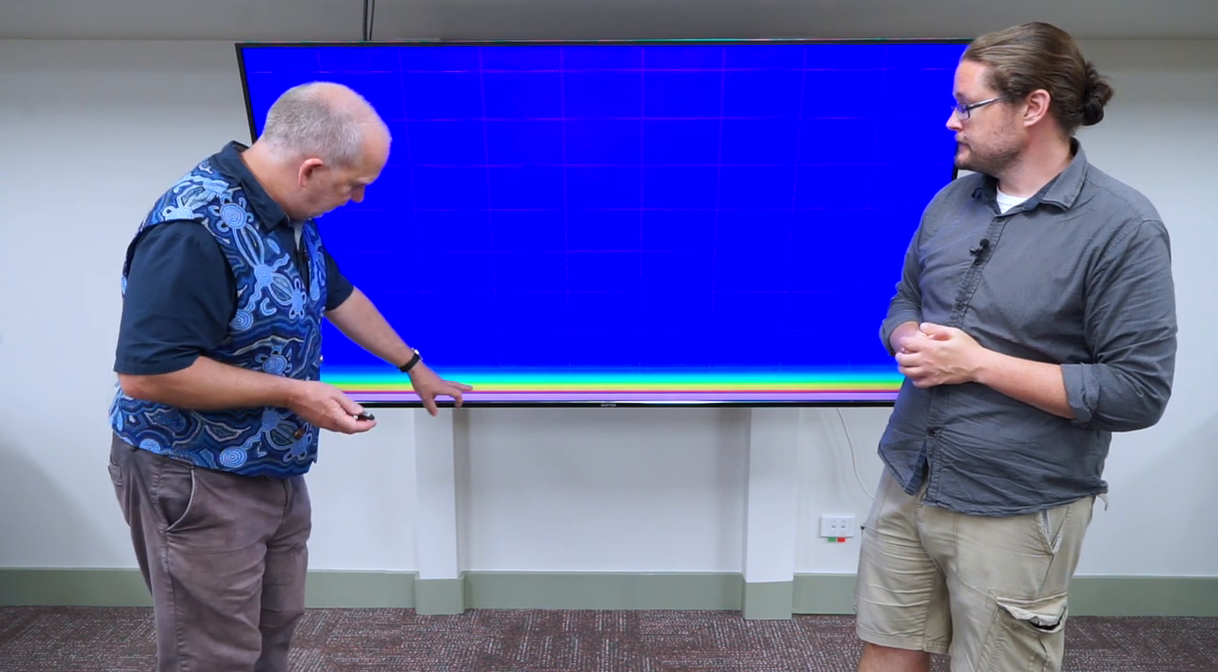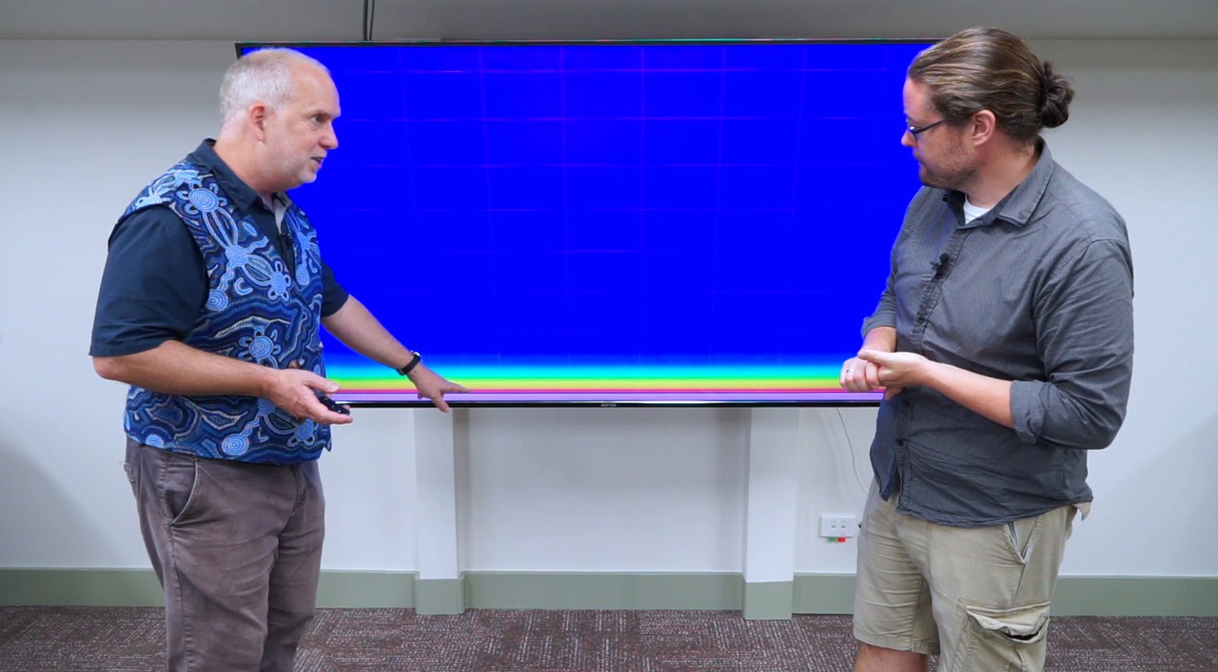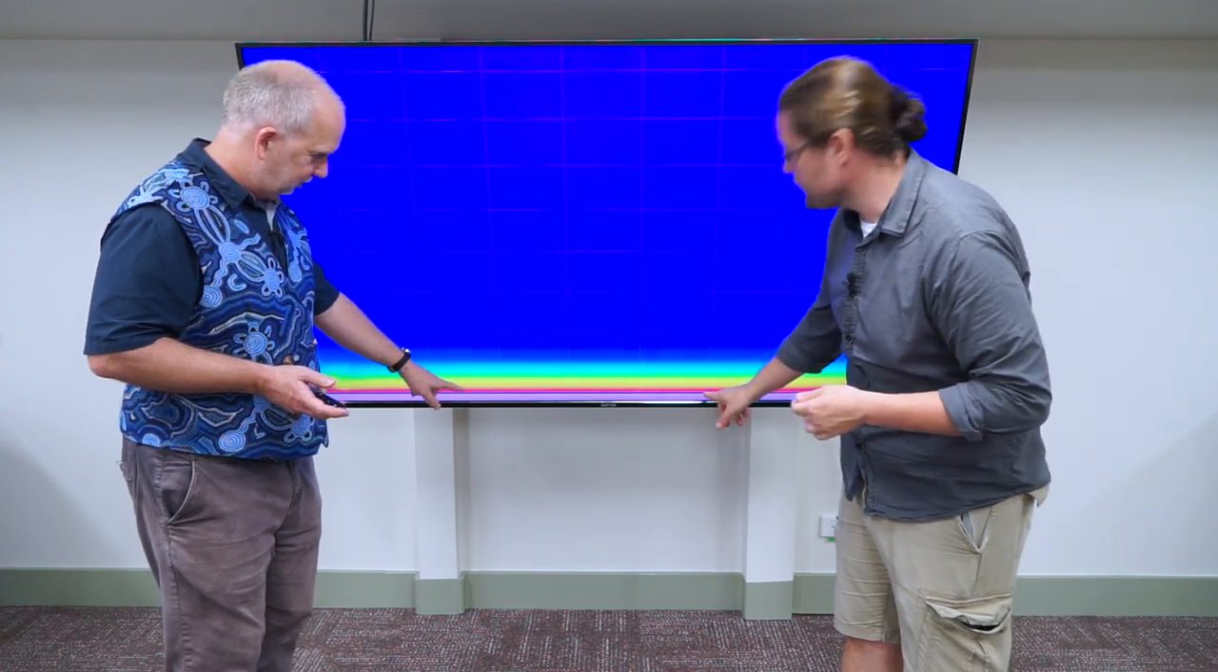That's right. So what I've got here is I've simulated some slab of gas, and I'm pumping heat in at the bottom. Okay, so the heat sources are red.